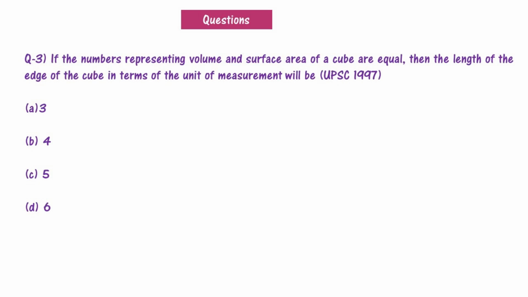Now let us move to the next question, a UPSC 1997 question again, question number 3. If the numbers representing the volume and surface area of a cube are equal, then the length of the edge of the cube in terms of the units of measurement will be, options are 3, 4, 5 and 6. Please solve this question.